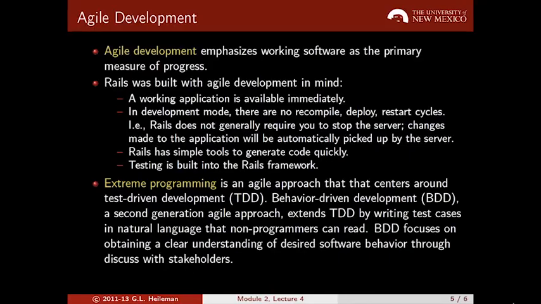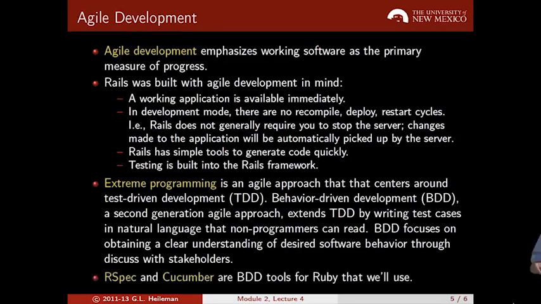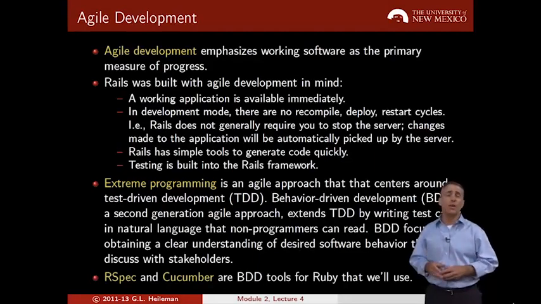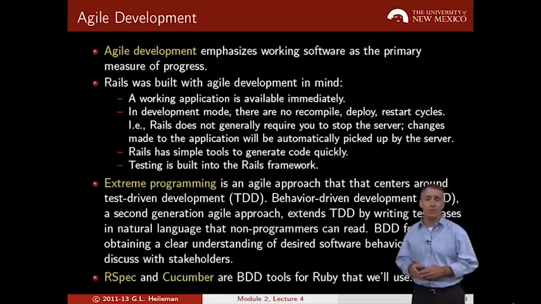Behavior-driven development focuses on obtaining a very clear understanding of what the customer wants and then building the code that satisfies that. There are two tools that we'll use that work with Ruby on Rails. One is called RSpec and the other is called Cucumber, and both of these support behavior-driven development.